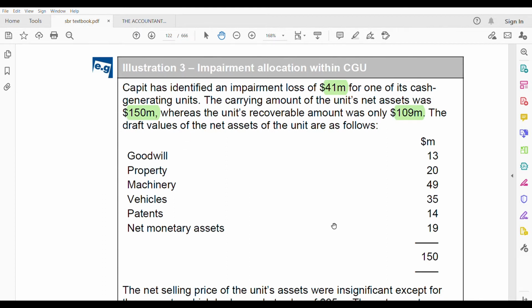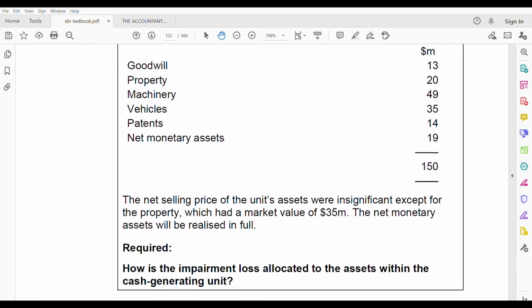Now they have given the net assets, and how they have broken down the 150: goodwill, property, machinery, vehicles, patents, and net monetary assets. The net selling price of the unit's assets was insignificant except for the property, which had a market value of 35. The net monetary assets will be realized in full. How is the impairment loss allocated to the assets within the cash generating unit? How do you allocate that loss between goodwill, property, machinery, vehicles, patents, and net monetary assets?